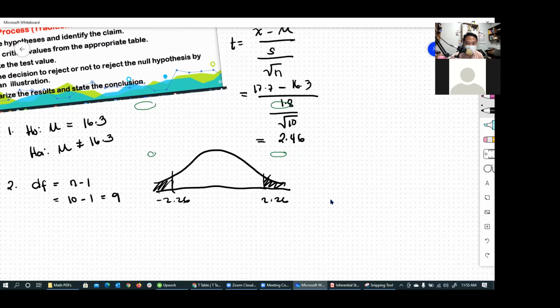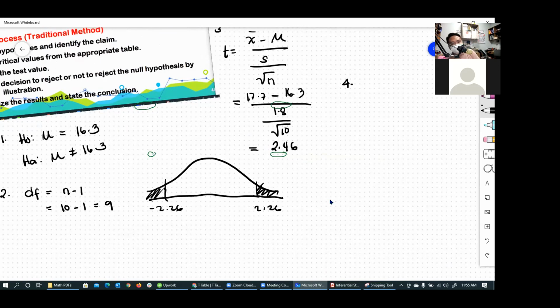So look at the situation now, guys. Our step 4 is decision making: whether we accept or reject the null hypothesis. Where does 2.46 belong? Acceptance region or rejection region? The rejection region is the shaded region, on both sides. The acceptance region is in the middle. So where does 2.46 belong? Rejection. 2.46, guys, is somewhere here. In other words, reject the null hypothesis.